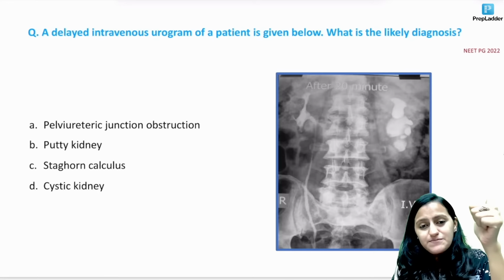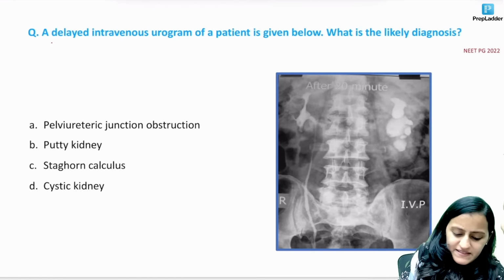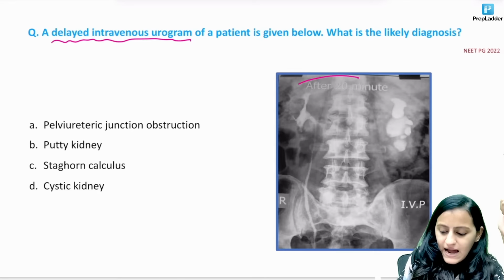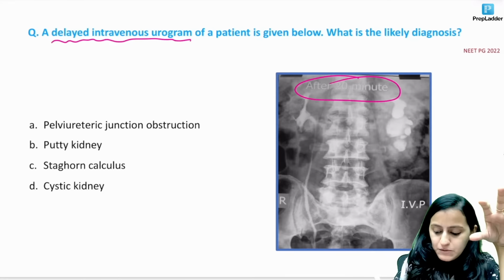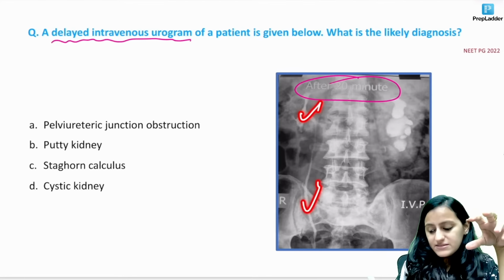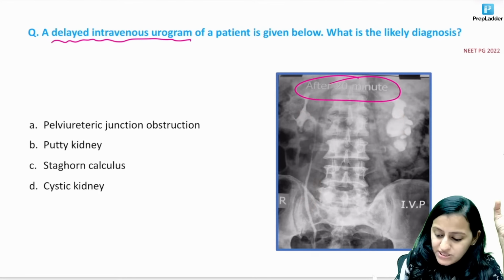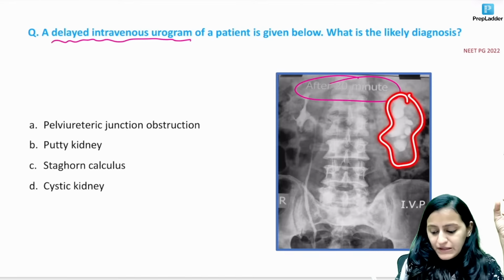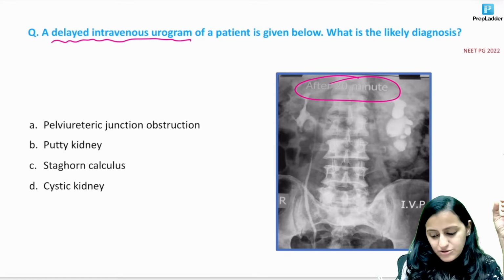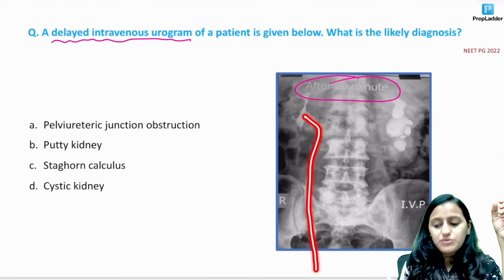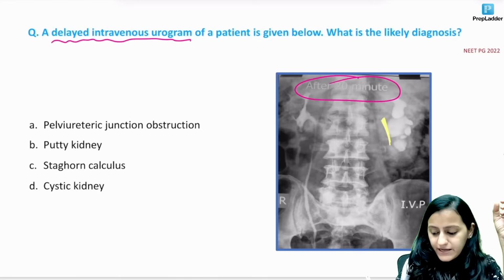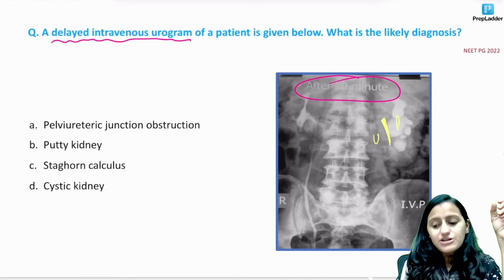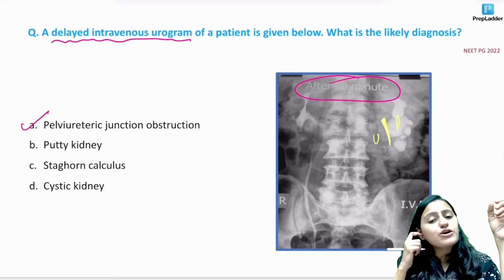This is not a putty kidney. Please understand that it's given that it's a delayed IVP, an image after 20 minutes. So in a delayed IVP, what you are seeing here, this is the contrast. This is not the calcification. So this is the contrast here on the left side. You can see on the right side that there is contrast in the kidney and it has gone into the ureter, but you are not seeing the ureter on the left side, telling you that there is obstruction here. Okay, so there is pelvic-ureteric junction obstruction. So this is PUJ obstruction.